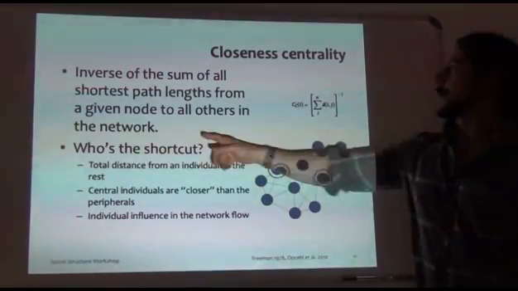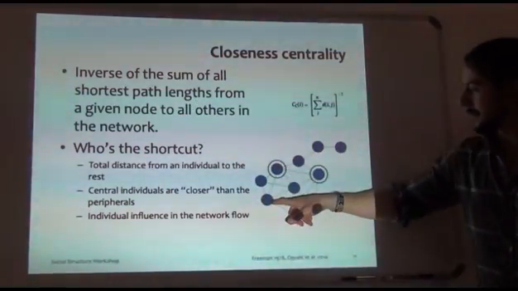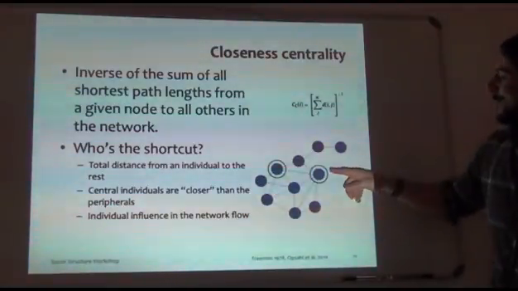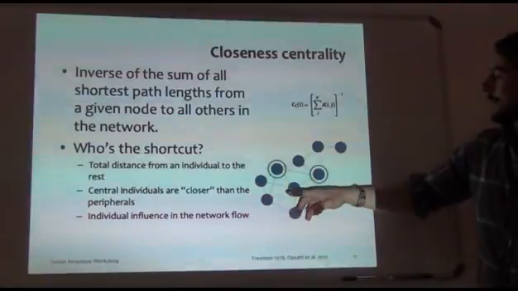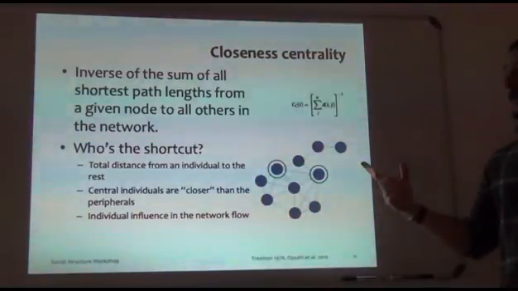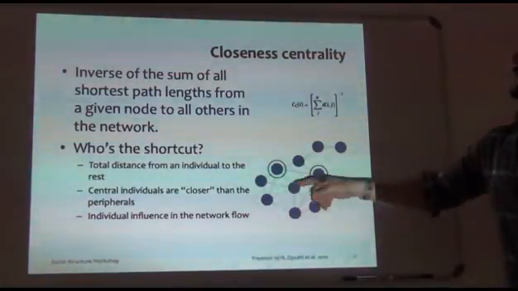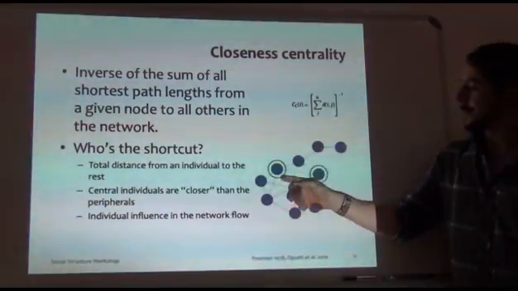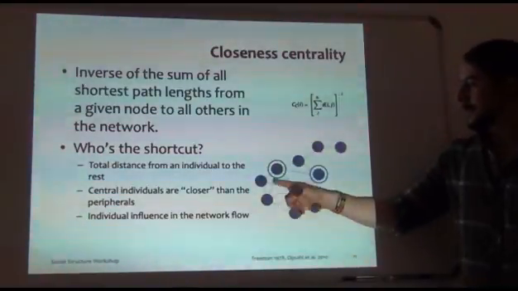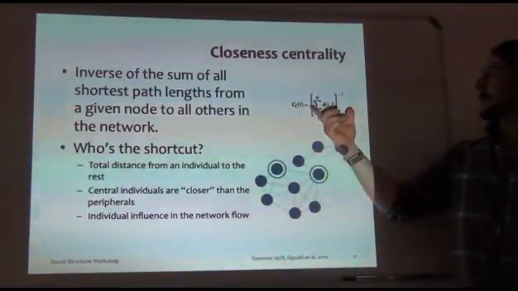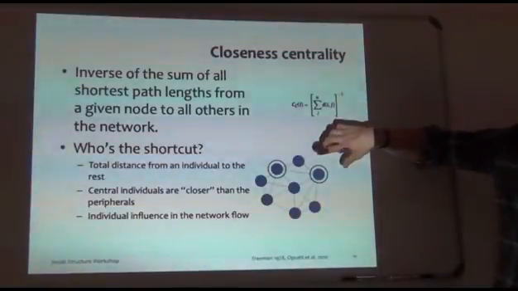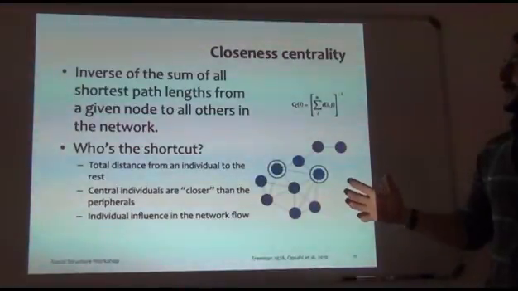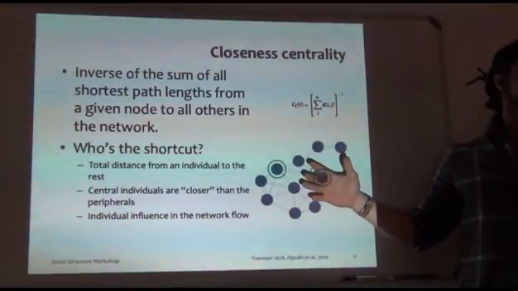Remember, shortest path is the number of steps, of links that you have to take from one individual to the other. The shortest one. The smallest number of steps you take from one individual to the other. So for each individual, you're going to calculate the distance to all of the others in the network, and this is going to be the inverse number of all shortest paths, if that makes any sense. I'm going to try again.